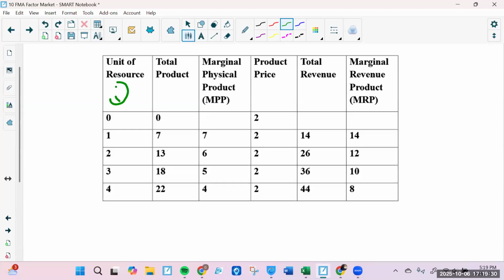This is the quantity of labor, how many workers we're hiring. This is the quantity of output that they're producing. This is the marginal product. This is the price of the product, and this is the total revenue, and this is the MRP. Okay, so this is where we are right now. You've seen all these numbers, so this is what the MRP would look like.